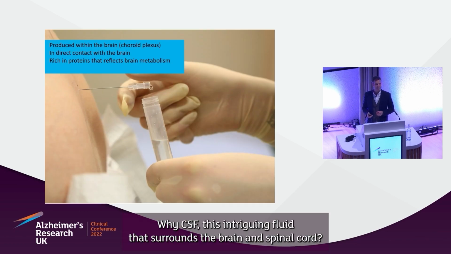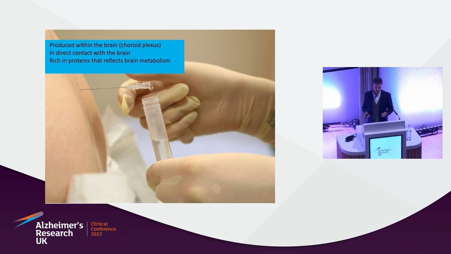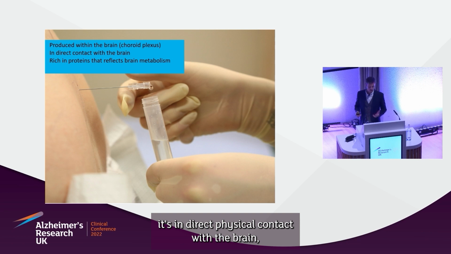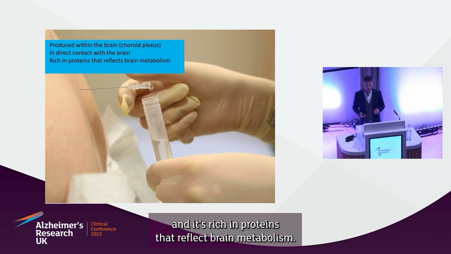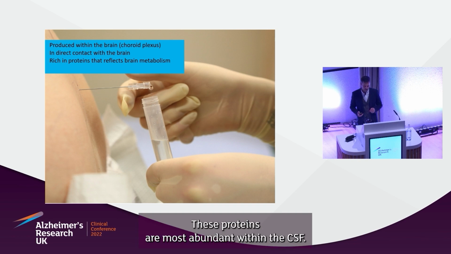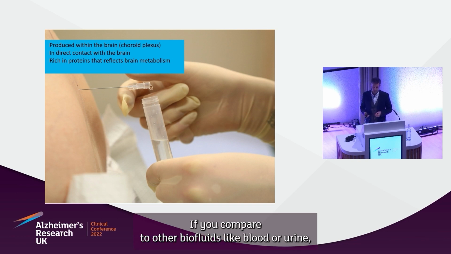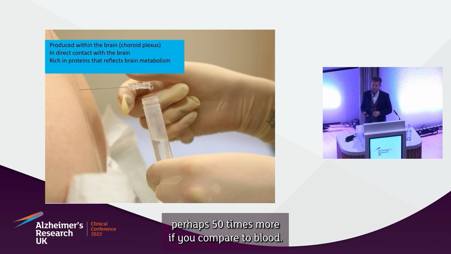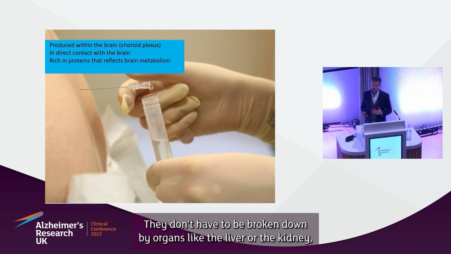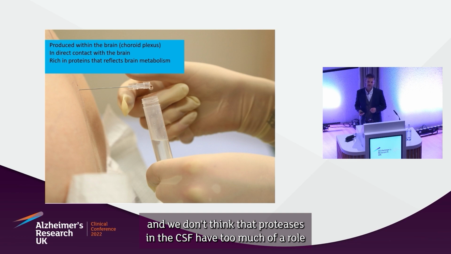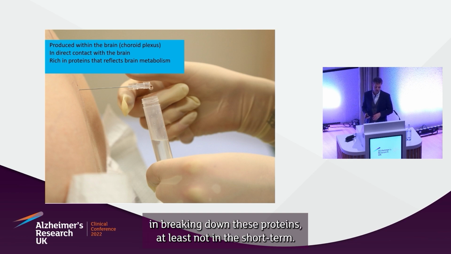And so why CSF, this intriguing fluid that surrounds the brain and spinal cord? Well, it's produced within the brain, it's in direct physical contact with the brain, it's in constant circulation around the brain, and it's rich in proteins that reflect brain metabolism. These proteins are most abundant within the CSF. If you compare to other biofluids like blood or urine, they're much more abundant, perhaps 50 times more if you compare to blood. There's a number of reasons why. They don't have to be broken down by organs like the liver or the kidney, and we don't think that proteases in the CSF have too much of a role in breaking down these proteins, at least not in the short term.